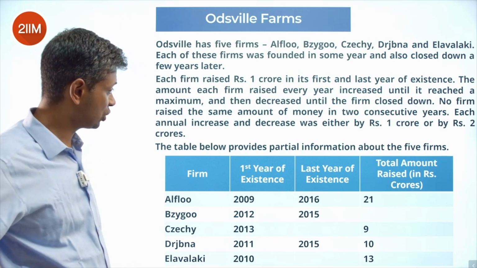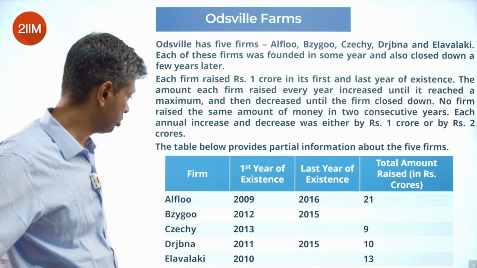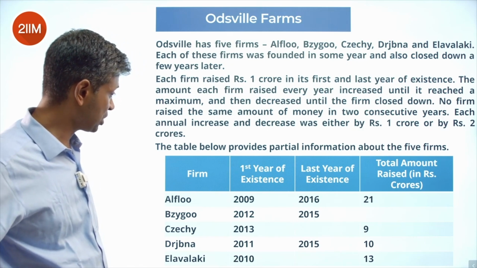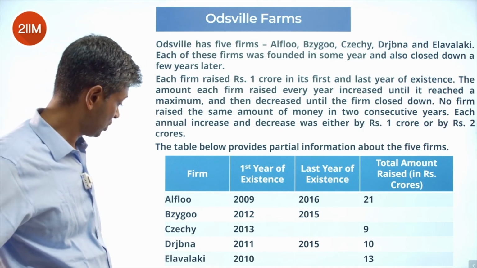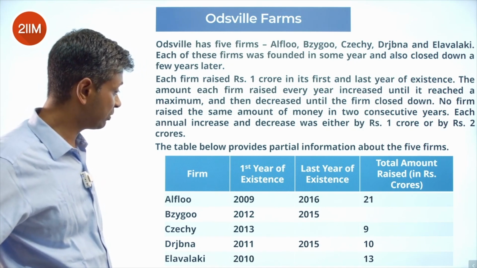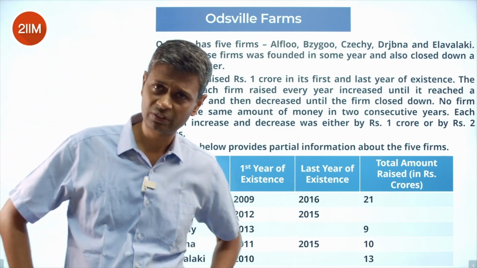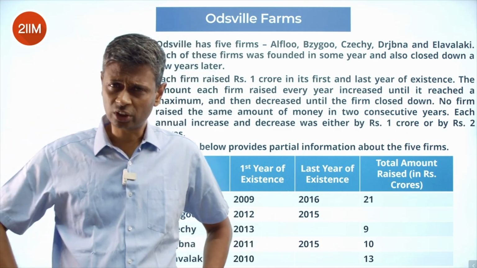A, 2009 to 16, 21 crores total amount. B, 12 to 15, amount is not given. C, which started in 2013, raised 9 crores. D, 2011 to 2015, 10 crores. E, 2010, 13 crores. Initially when I saw this, I thought there was not enough information.